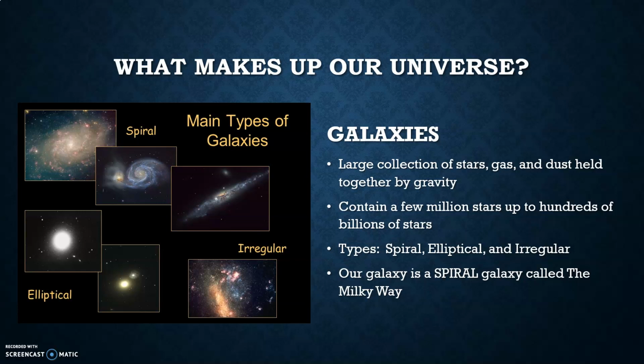And then there are three major types. There are actually more types, but we focus on three. So we focus on spiral, that clearly looks like an actual spiral shape. Elliptical, hard to tell in this picture, but it looks like an ellipse, kind of like an oval shape. And irregular, which is literally just a random bunch of stars that are clustered together. Our galaxy that we are part of is known as a spiral galaxy, and it is called the Milky Way.